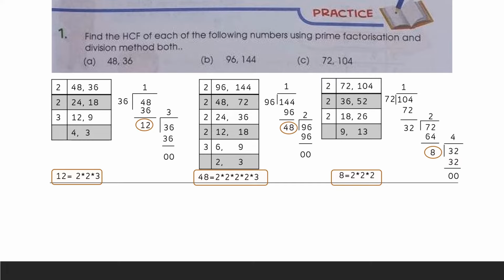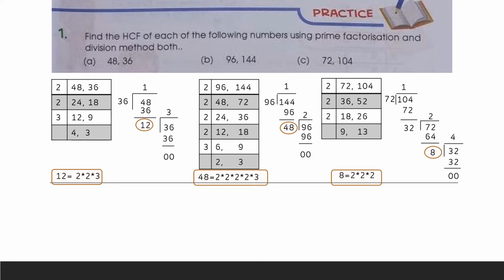Similarly, for part B, we have divided 96 and 144 with 2 and then with 3, because at the point where we have 6 and 9, we know that 2 is no longer the appropriate choice. So we use 3, but when the outcome comes at 2 and 3, then we know that there is no common number that can divide both of these numbers. So our prime factors come out as 2 multiplied by 2 multiplied by 2 multiplied by 2 multiplied by 3, and they are equivalent to 48.